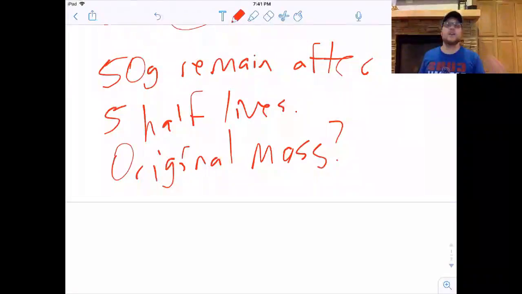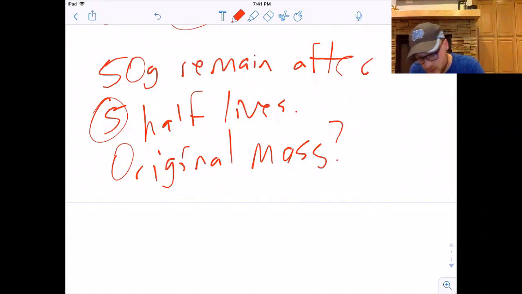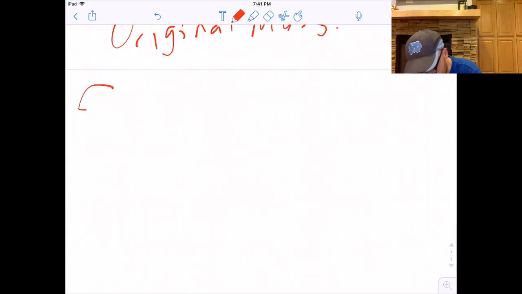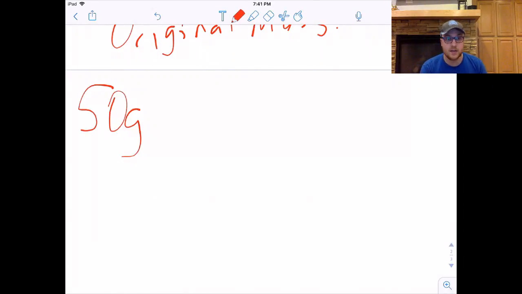You have divided by 2, 5 times, and you've ended with 50 grams. Where did you start? So if it tells you you divided by 2, 5 times, all you have to do now is work backwards and multiply by 2, 5 times. So you can do it simply as you had 50 grams at the end, and literally just times it by 2, 5 times.